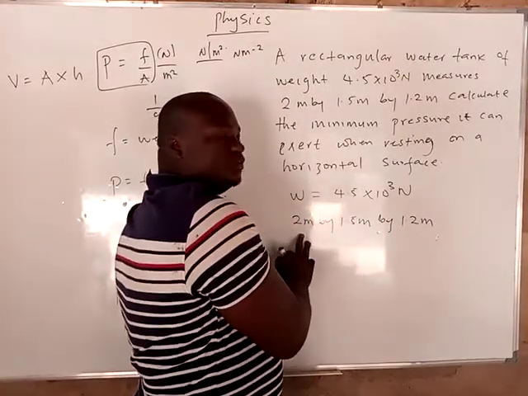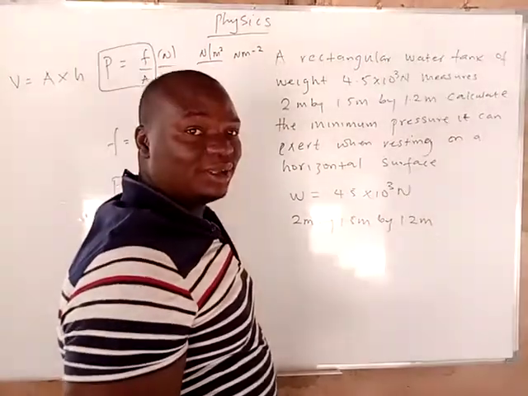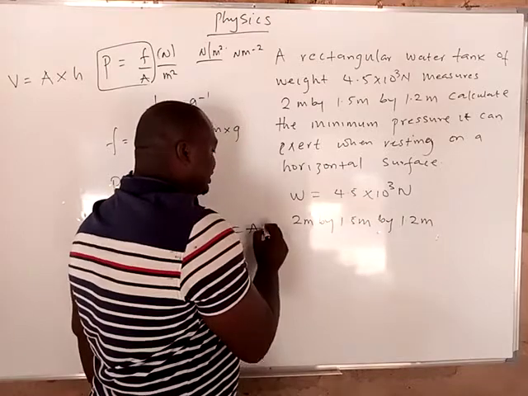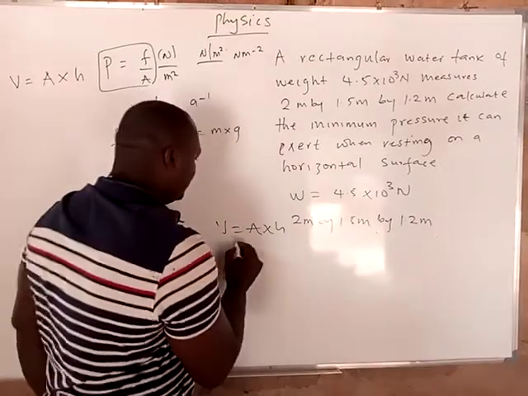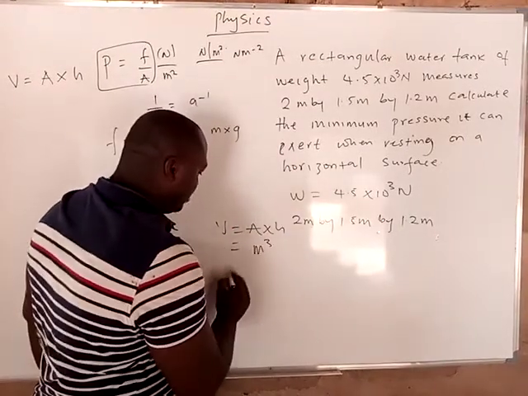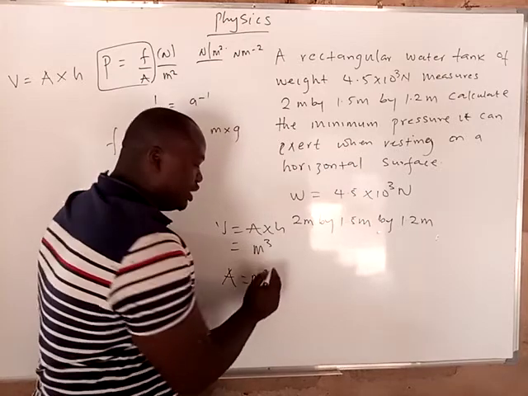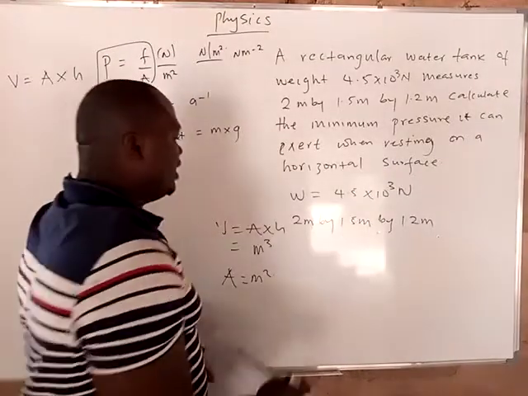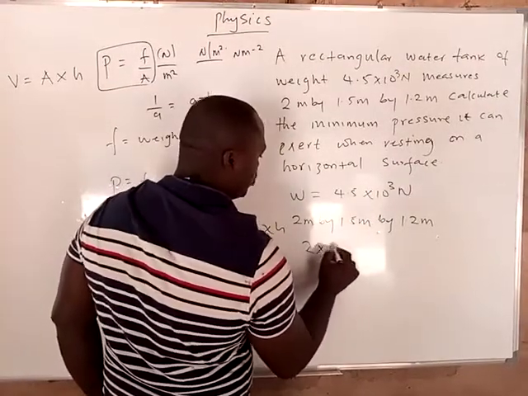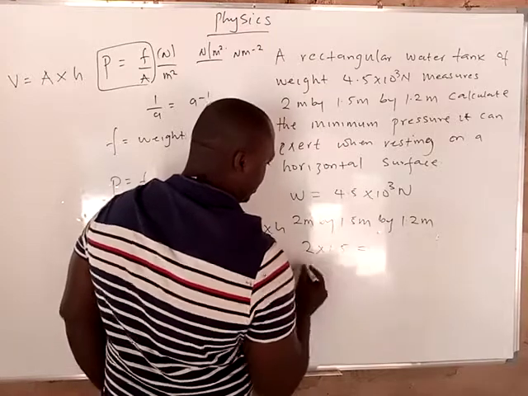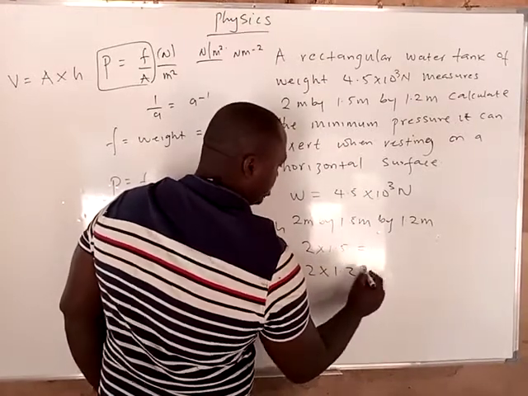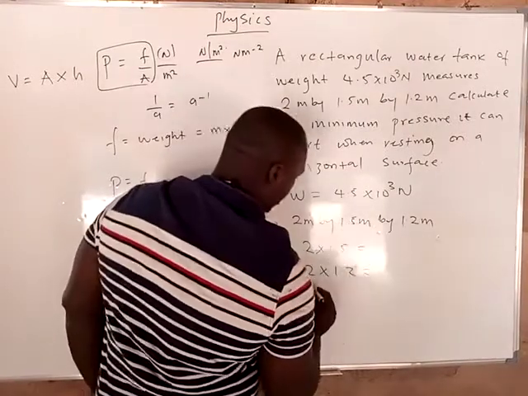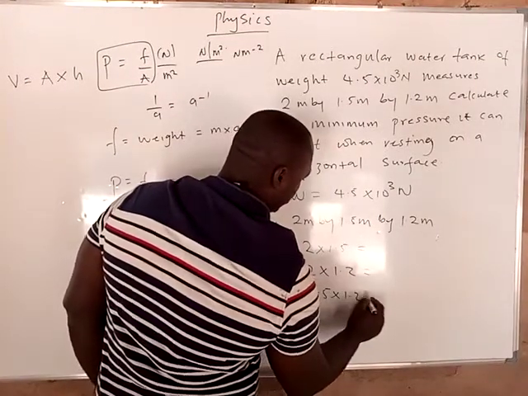I want you to know something. These three quantities make up a volume. Remember, we already proved that volume is area times height, and volume is measured in meter cube, while area is measured in meter square. So if I want to get the greatest area, all you have to do is say: 2 times 1.5 is equal to what? Then 2 times 1.2 is equal to what? And then 1.5 times 1.2 is equal to what?